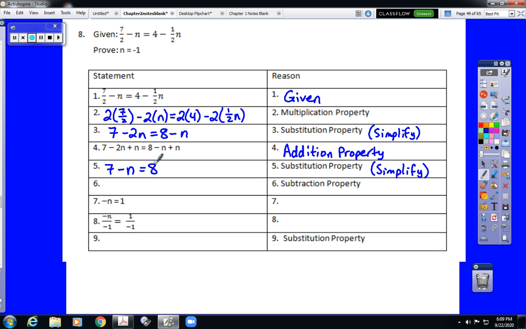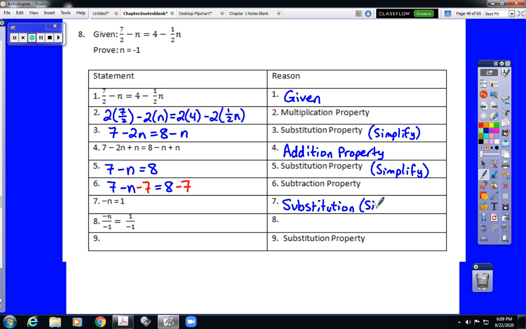Step 6 tells us to subtract. That's because the next step in the process of solving this equation is to get rid of the 7. And the way that we get rid of the 7 is we subtract 7 from each side of the equation. So that would be 7 minus n minus 7 equals 8 minus 7, because in step 6 we need to show that subtraction. That's the step that gets labeled subtraction property. And then in step 8 we actually carry out that subtraction using the substitution property to simplify.